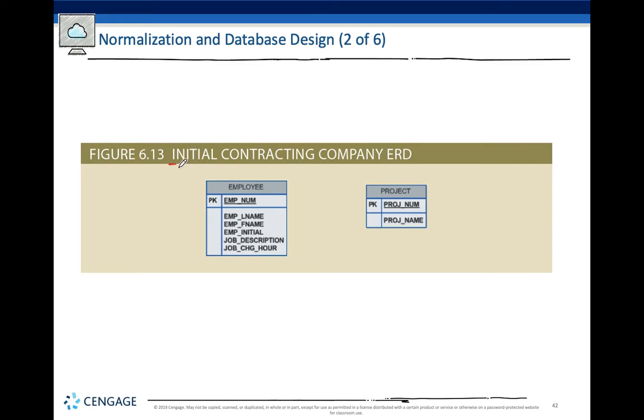So we have our initial ERD here. It's not refined yet. We're going to refine it here. In this ERD, we can see we have two entities, employee and project. Employee has employee number as the primary key and a set of other attributes. Project has project number as the primary key and project name as an attribute.